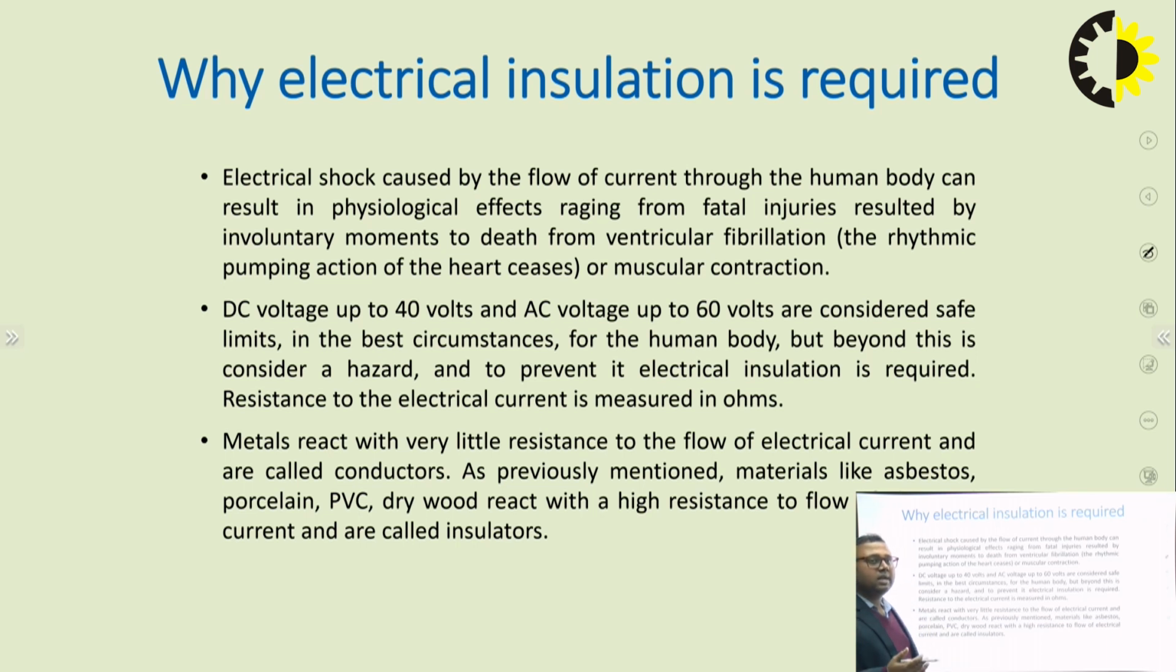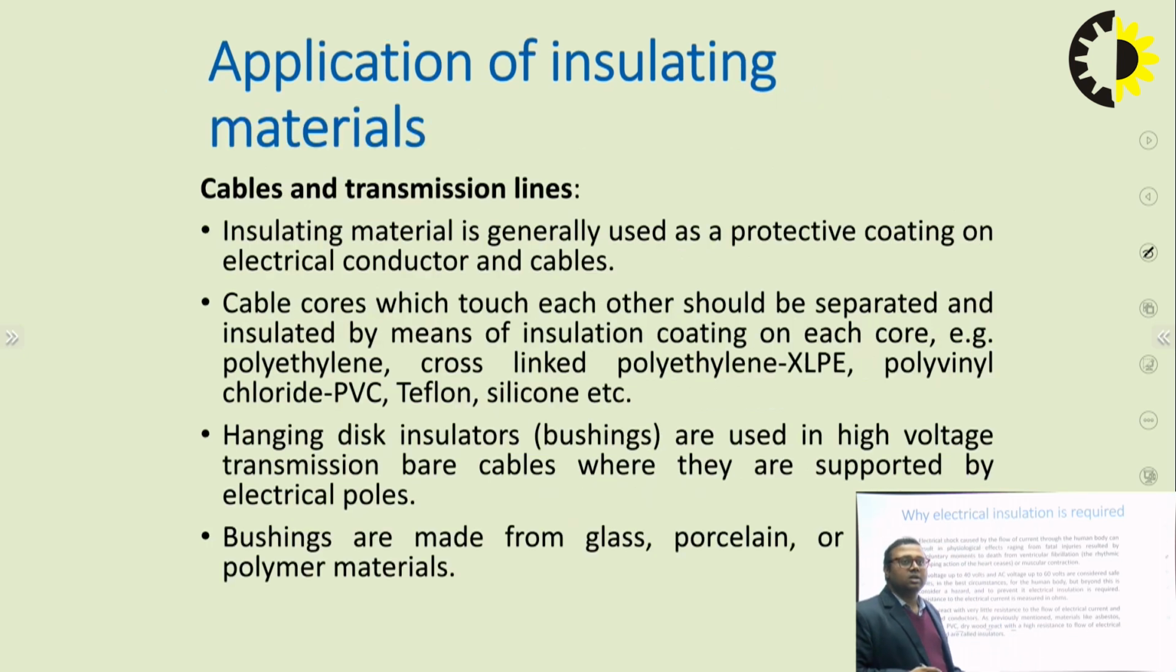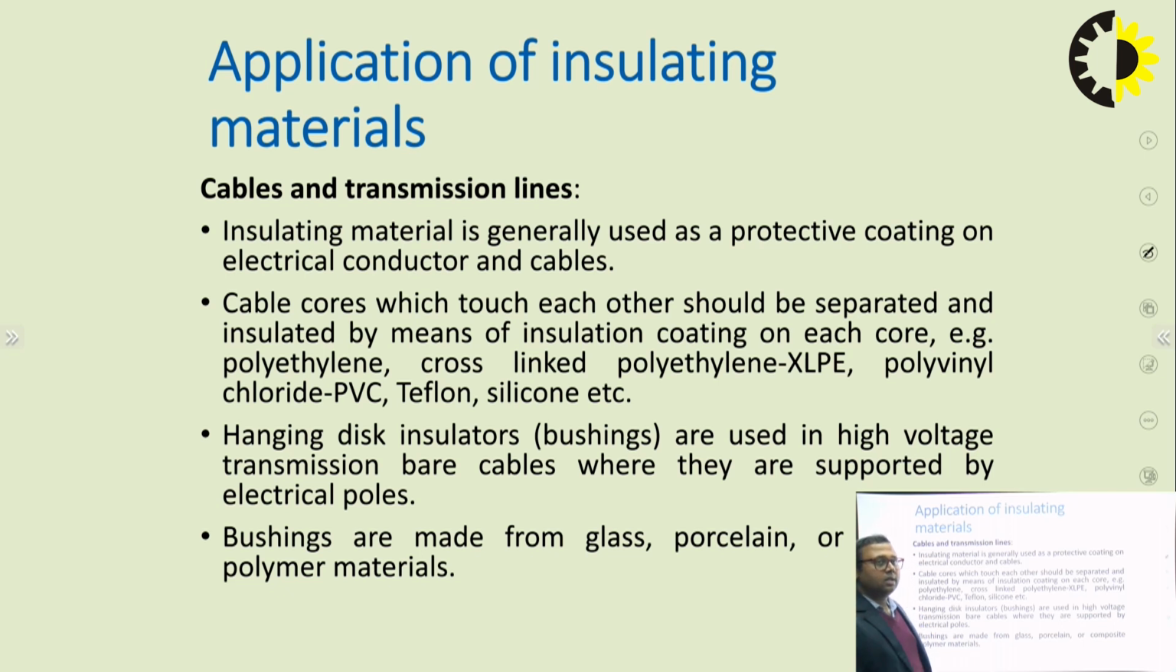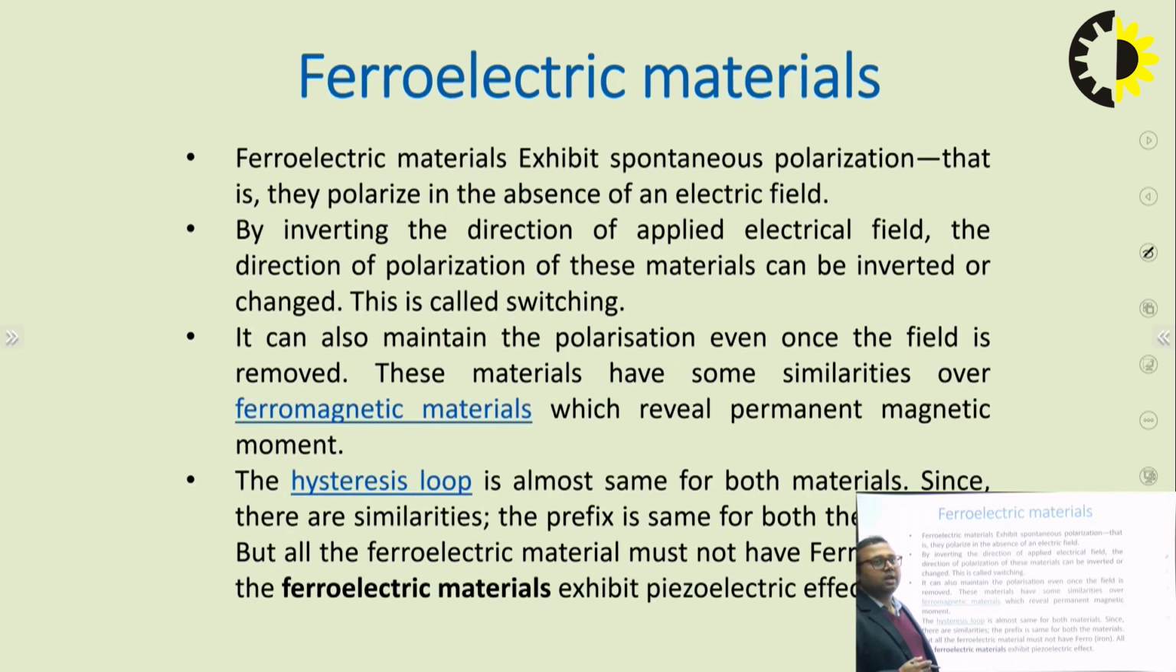Metals offer very little resistance to the flow of electric current, and these are known as conductors. As we have already mentioned, materials like asbestos, porcelain, PVC, and dry wood offer very high resistance to the flow of electrical current, and these are known as insulators. These are the applications for the insulating materials, like cables and transmission lines.